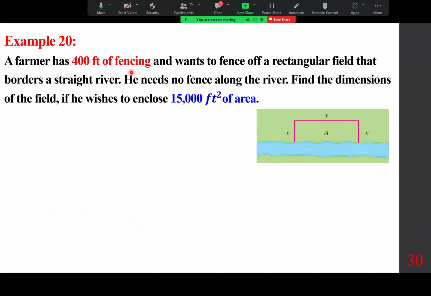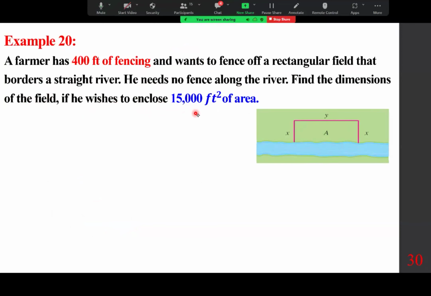A farmer has 400 feet of fencing and wants to fence off a rectangular field that borders a straight river. He needs no fence along the river. Find the dimensions of the field if he wishes to enclose 15,000 square feet of area.